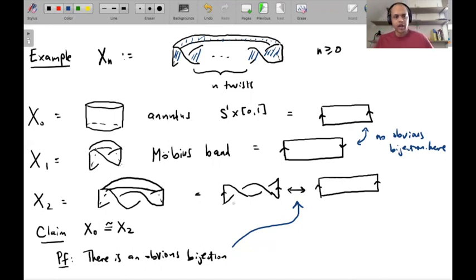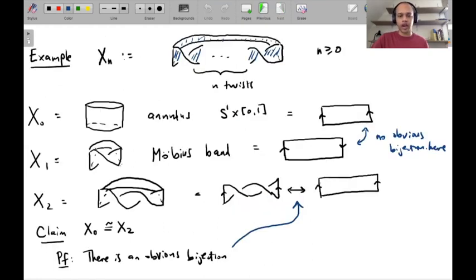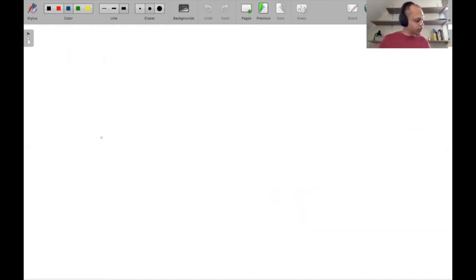Okay, so this is telling you something about topological equivalence. It's different than how the space is represented in R3. The definition is just that there is a continuous bijection with a continuous inverse between these two. And in this case, you have that. Let me say a little bit more about these spaces.